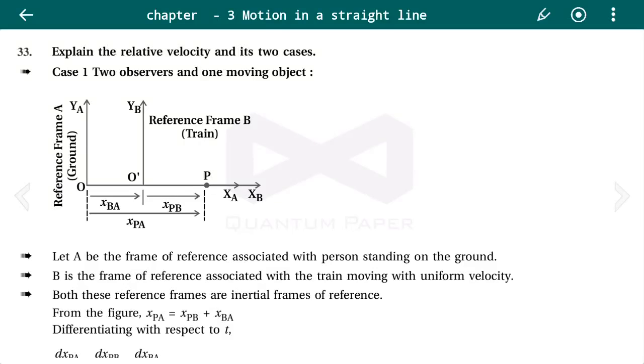Hello students, today we are going to continue class 11 physics chapter number 3, motion in a straight line, and in this video we are going to cover the topic relative velocity. Explain the relative velocity and its two cases.